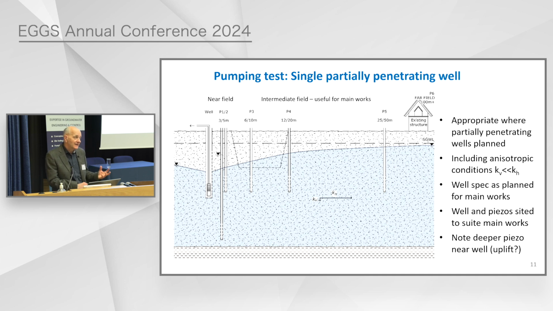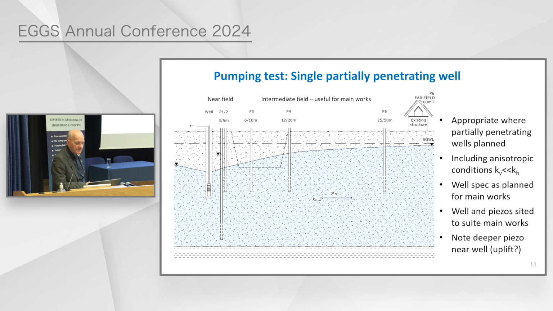It doesn't matter if the ground is slightly anisotropic, certainly a factor of 10, no problem. Factor of 100 could be an issue, probably okay actually, but any more than that, not okay. So the well specification, as I said, is as the main works.